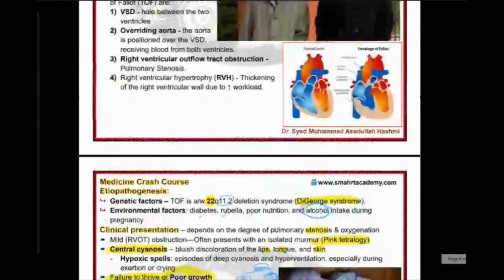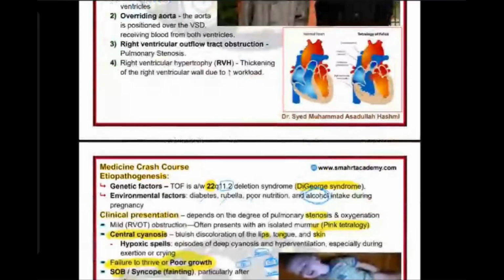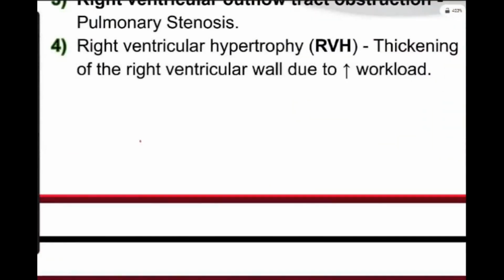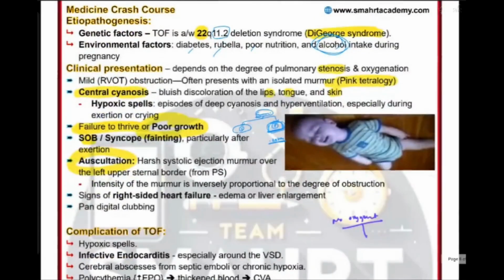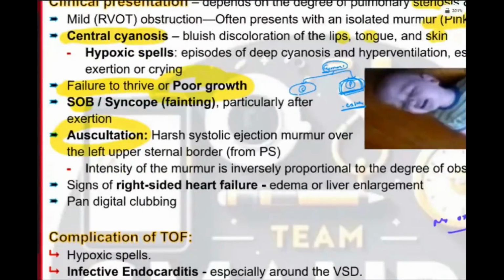Now let's talk about here. See, here, whenever the right ventricle contracts, the right ventricle, due to a stenosed pulmonary artery, is unable to pump into the pulmonary artery. Okay, pulmonary artery. So during the systolic phase, we will hear this murmur. So this is a systolic ejection murmur. Okay, on auscultation, we hear a systolic ejection murmur.